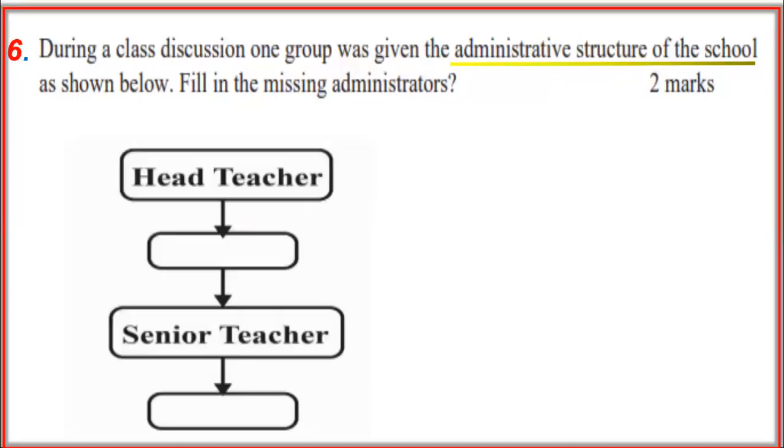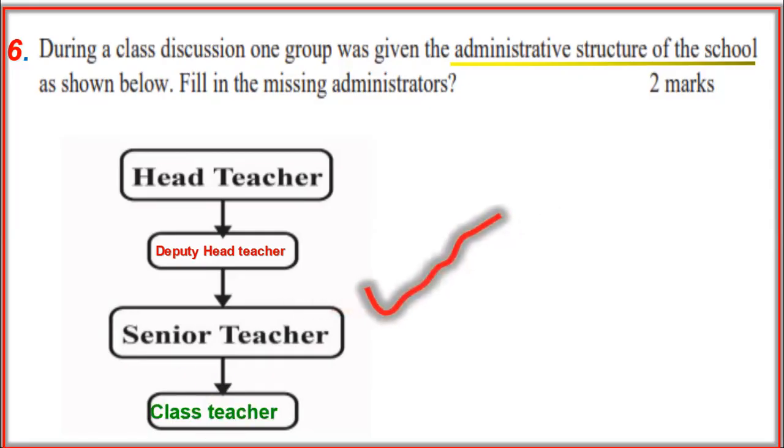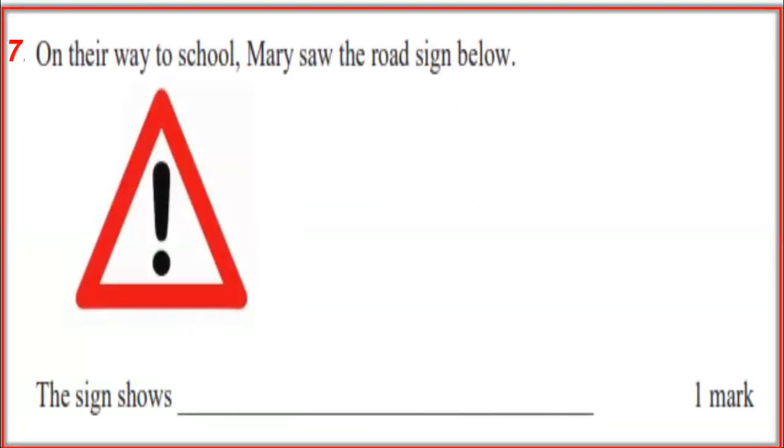So you underline the word administrative structure. From the head teacher, we have the deputy head teacher. Then after that, we have the senior teacher. Then obviously after the senior teacher, we go to the class teacher. Then all the teachers, any of them. And that is right.